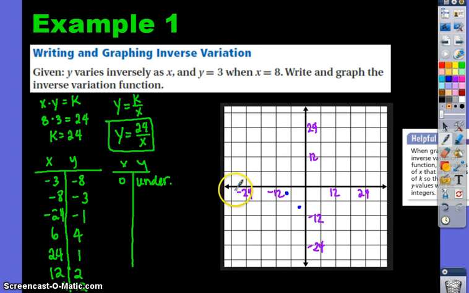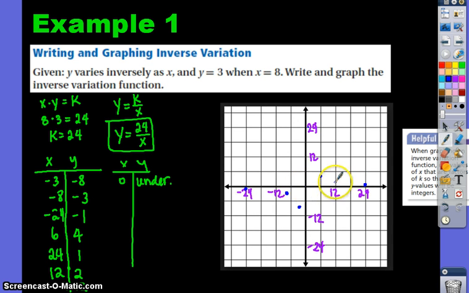-24, down 1, so right about there. Oh wait, excuse me, not right there. Right about there. +6, +4, so right about there. +24, +1, right about there.